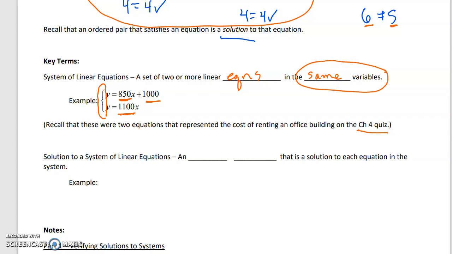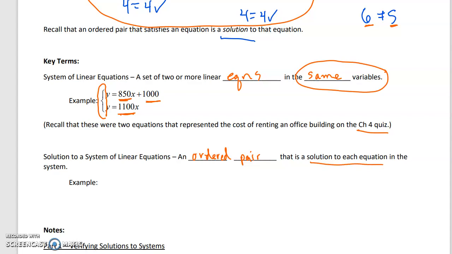So when we solve this system, if we're in a word problem, x and y are representing the same things. It doesn't make any sense if x is representing something different in each equation, because then that wouldn't be a system, since we wouldn't be looking for the same kind of value for x. So what is a solution to the system of linear equations? A solution is an ordered pair that is a solution to each equation in the system.